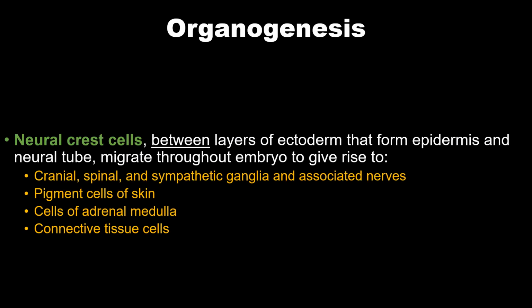Now, between the layers of the ectoderm that form the epidermis and the neural tube, you have special cells called neural crest cells. These neural crest cells migrate throughout the embryo and give rise to various structures like cranial, spinal, and sympathetic ganglia, as well as the associated nerves. They're the pigment cells of the skin, the cells of the adrenal medulla, and connective tissue cells.